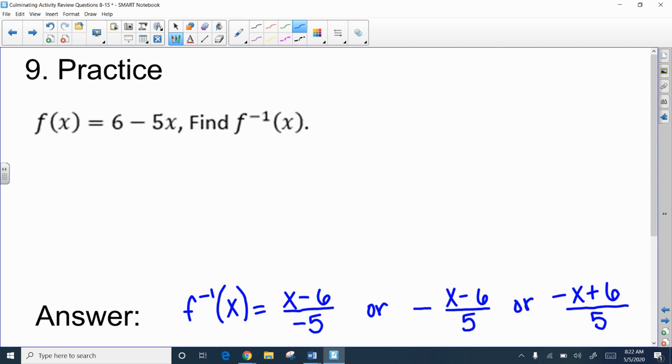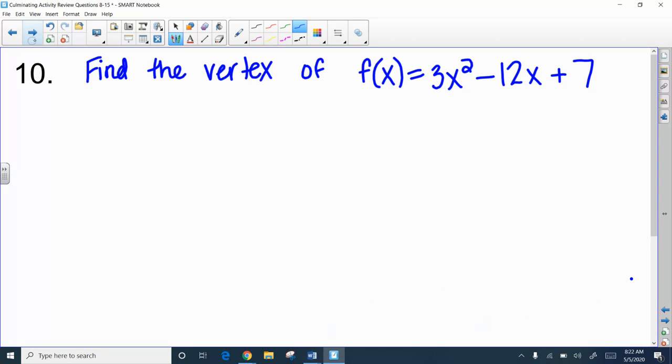So if this were a multiple choice question and you didn't see this choice, you should try to figure out which one would be the correct one.